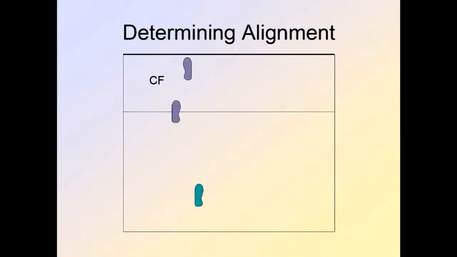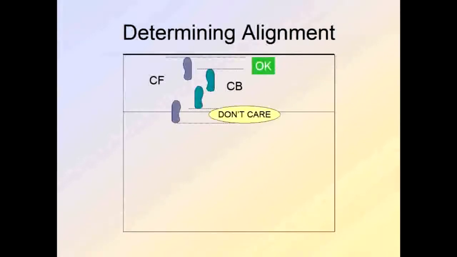Let's now look at a little more complicated alignment. The center front and the center back. They are okay as long as one foot of the center front is in front of the center back, which is okay. Doesn't matter that they're in front of the attack line.